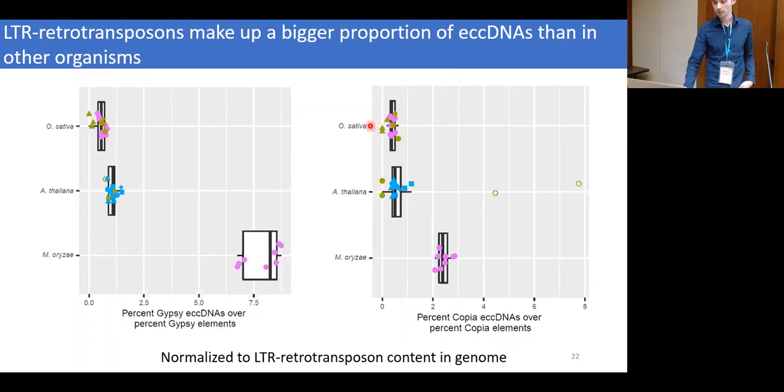I've represented this enrichment here, compared to rice and Arabidopsis, which have these LTR gypsy elements and LTR copia elements. Here I'm showing you the number of these circles that represent these retrotransposon sequences, normalized, of course, to the amount of those sequences in each genome. And you do see the clear enrichment of these retrotransposons on the circular DNAs.